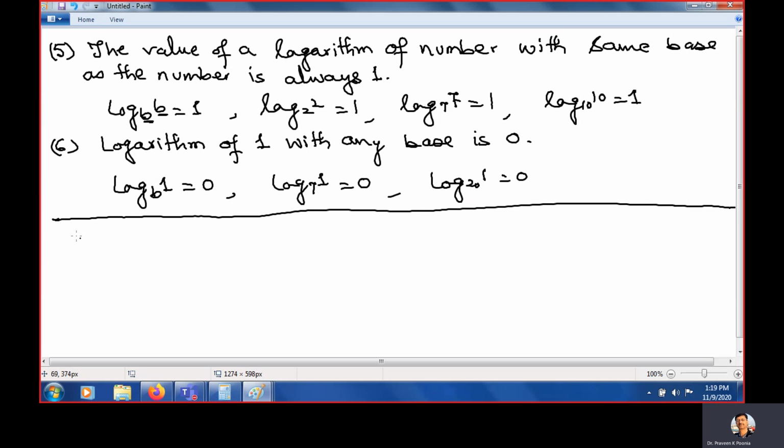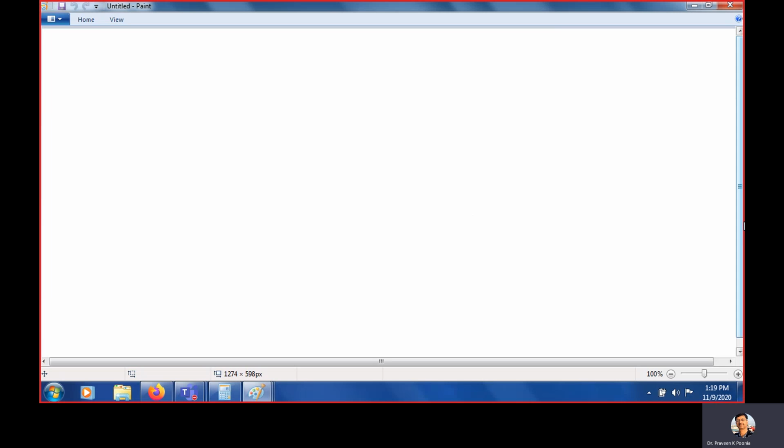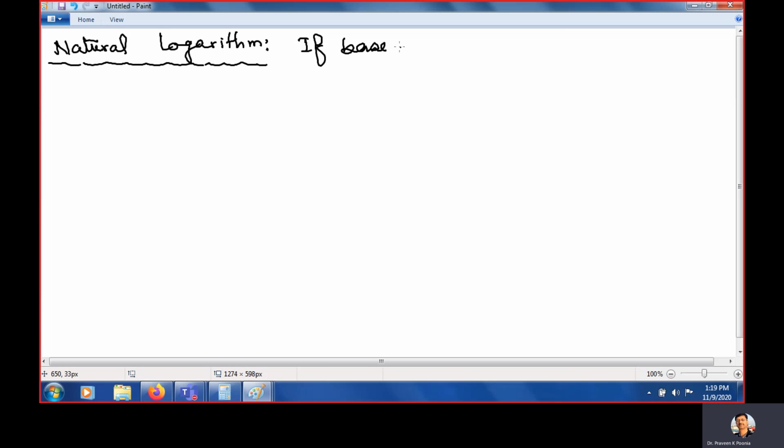Now one important function we are studying here is base e. If you remember, in exponential also I explained, base e to the power x was a special exponential function. Here, if the base is equal to e, then it is called natural logarithm, and it is denoted by ln x.